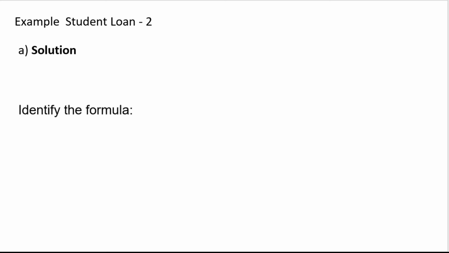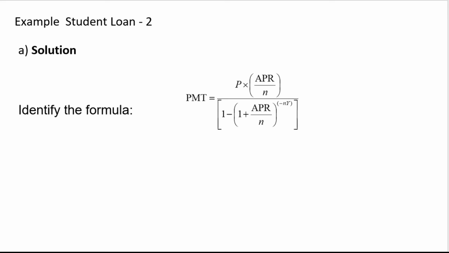The formula is for mortgage or installment loans, and you write PMT equals, in the numerator, P times the quantity APR divided by N, divided by, and in the denominator, bracket 1 minus, open parentheses, 1 plus the quantity APR over N, close parentheses, raised to the power of the product of negative N times Y, close brackets.